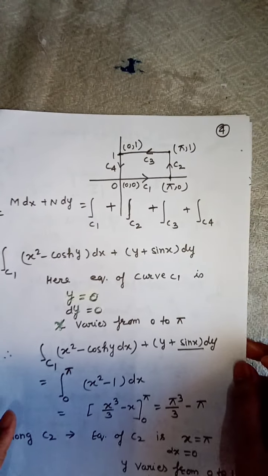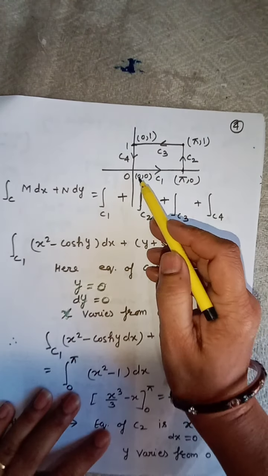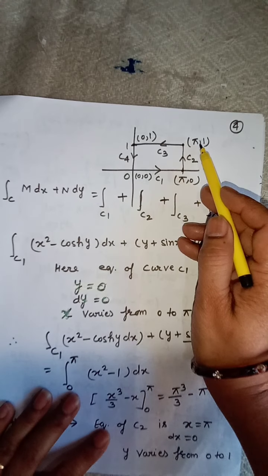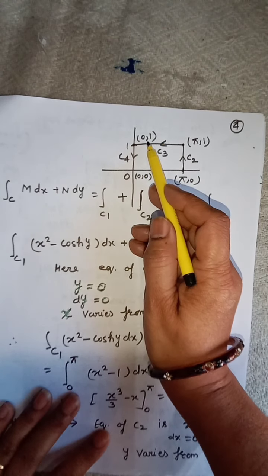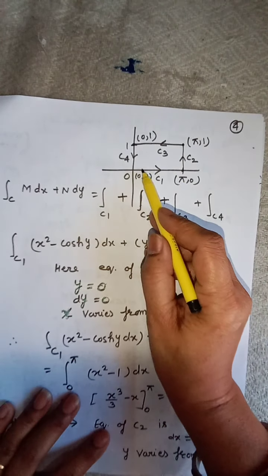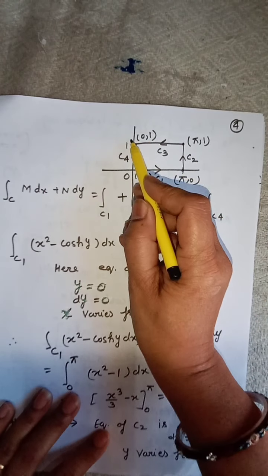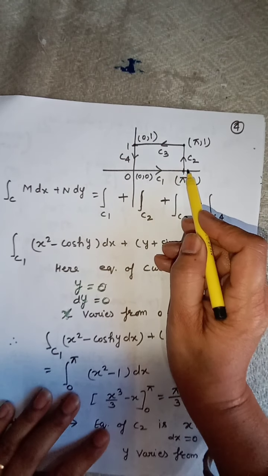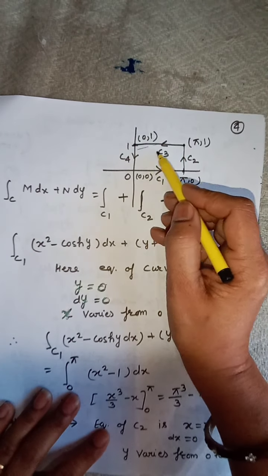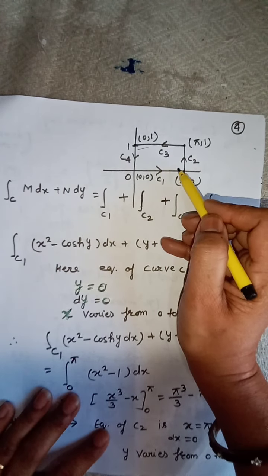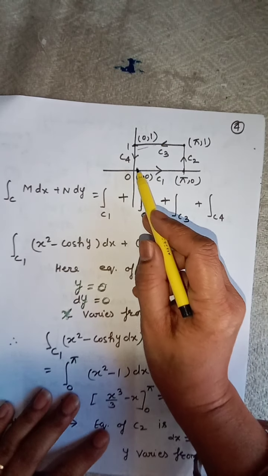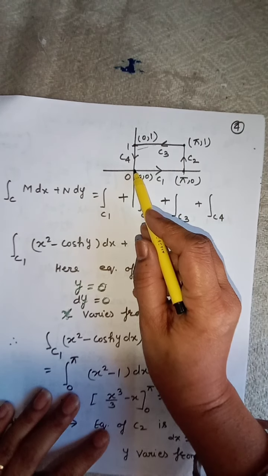This is our figure: the point (0, 0), the point (pi, 0), the point (pi, 1) and the point (0, 1). So this is a rectangle. We have to find the line integral over this boundary. Line integral is always evaluated along a closed curve. So in this case, on the left hand side, we have to find the line integral according to the boundary.